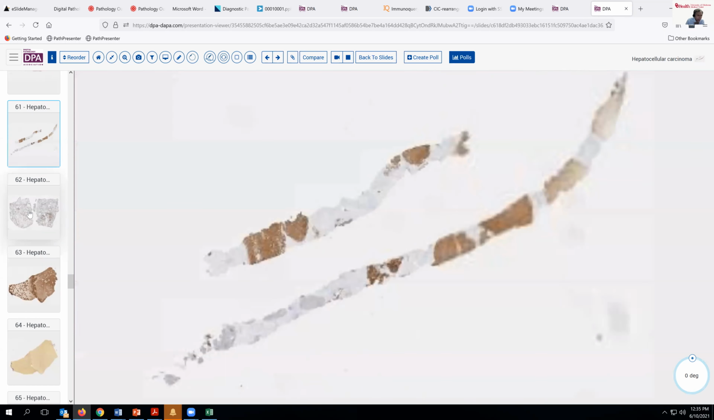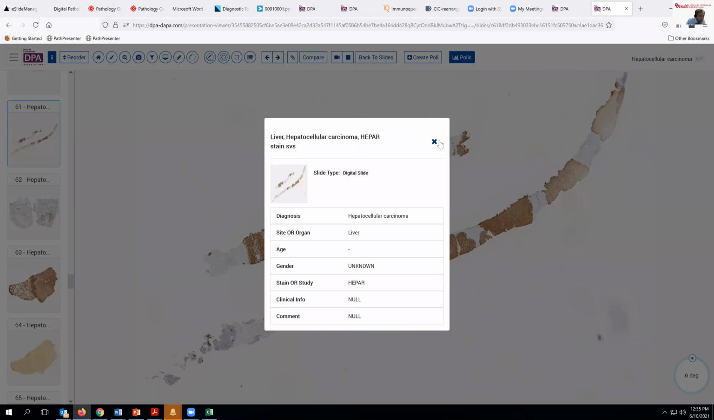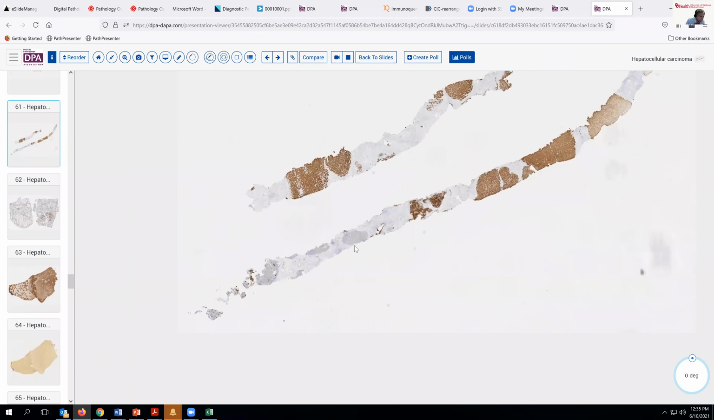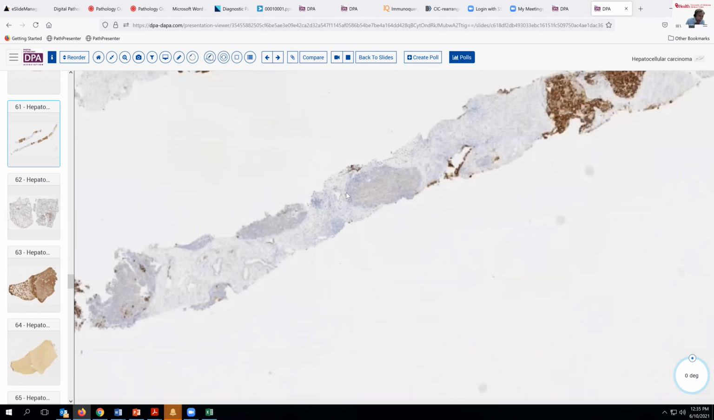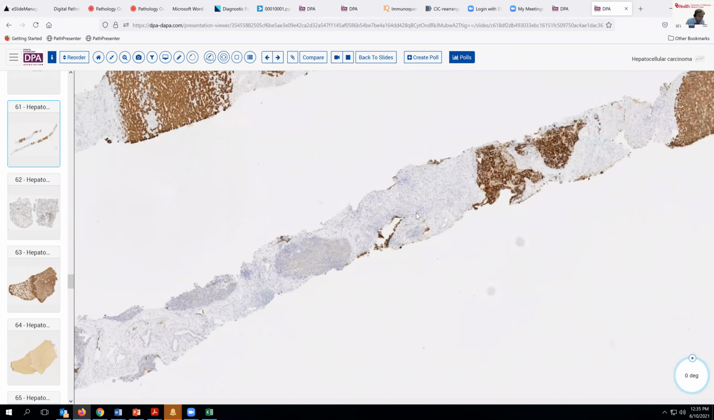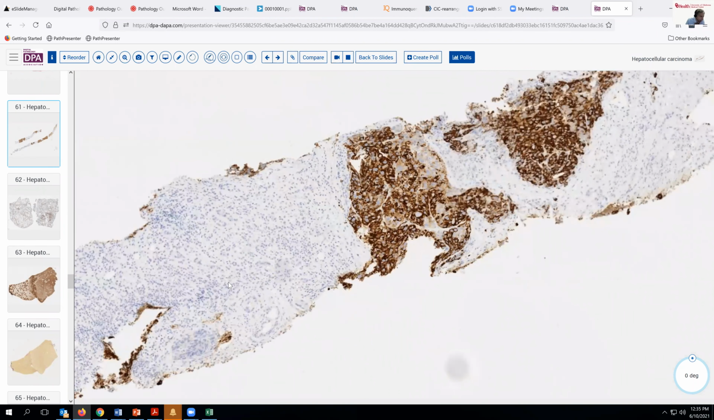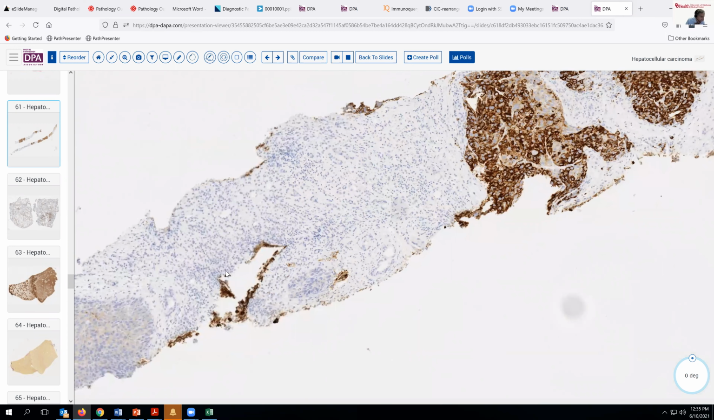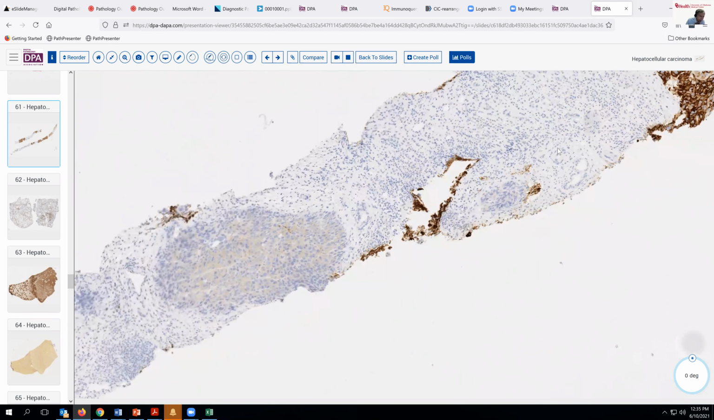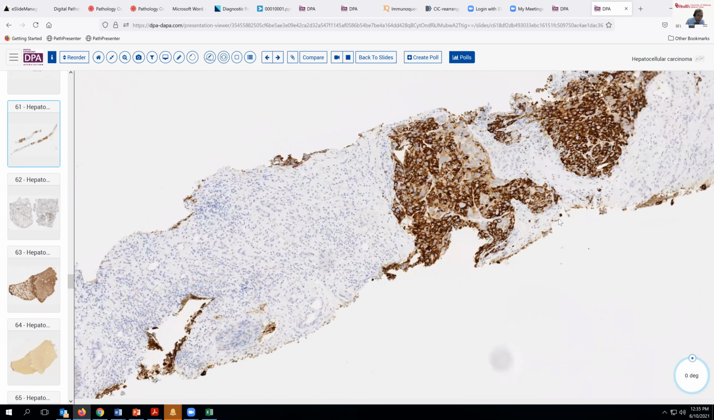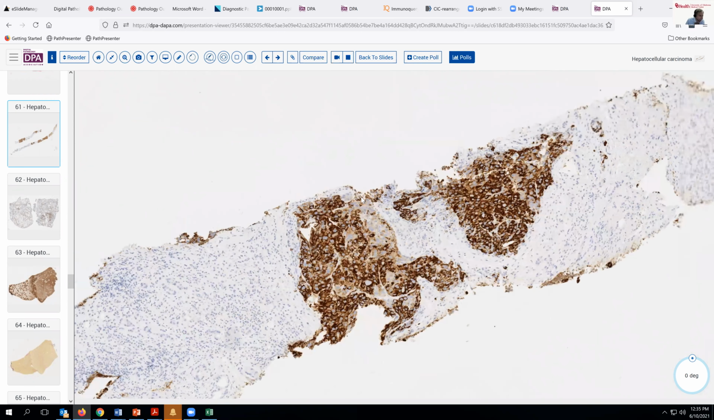And so here is a HepPAR stain, okay? So here is a HepPAR stain, and guess what? It's not positive in all of the tumor, but some of the tumor areas are nicely positive. So it's not staining the biliary component, but not all of the high-grade areas are staining. So you see that there's some variability in terms of staining with this lesion.